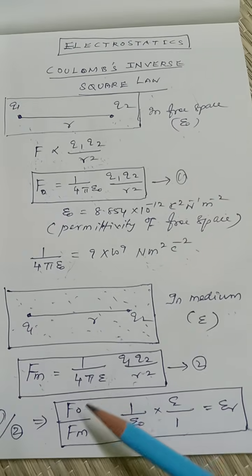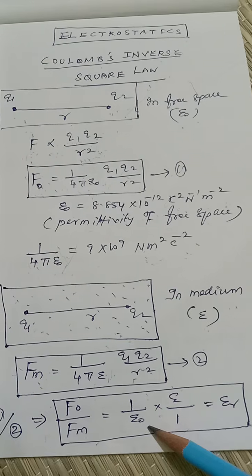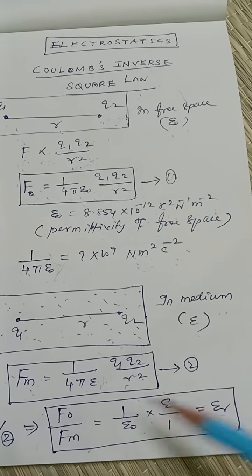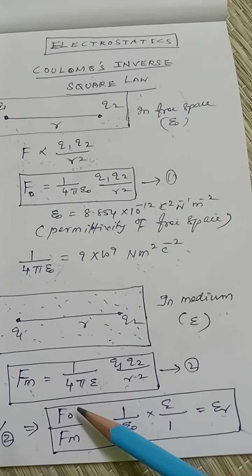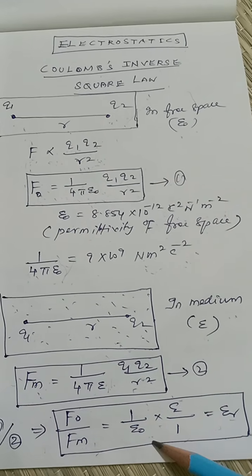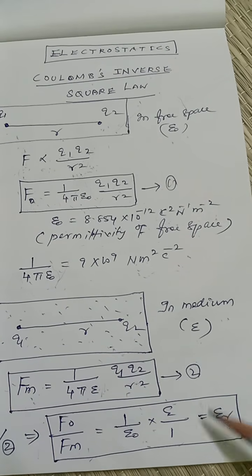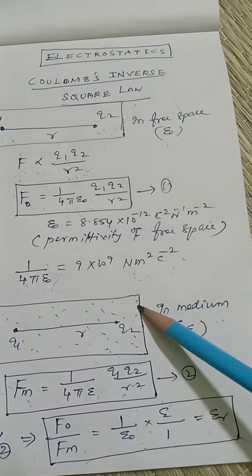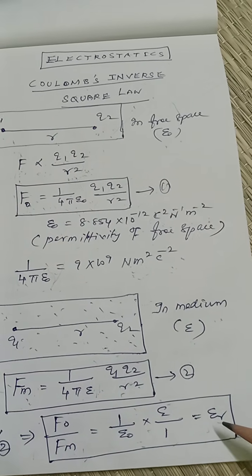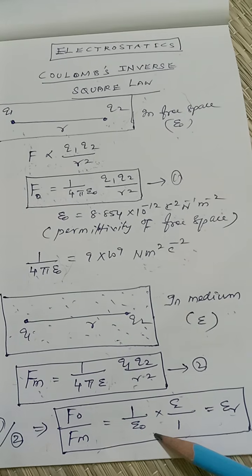See, F naught by F m is equal to epsilon by epsilon naught. This ratio is called epsilon r, that is, the ratio of F naught to F m, and the ratio of epsilon to epsilon naught is called epsilon r. This is called the relative permittivity of the medium. So relative permittivity is the ratio of the permittivity of the medium to the permittivity of free space.